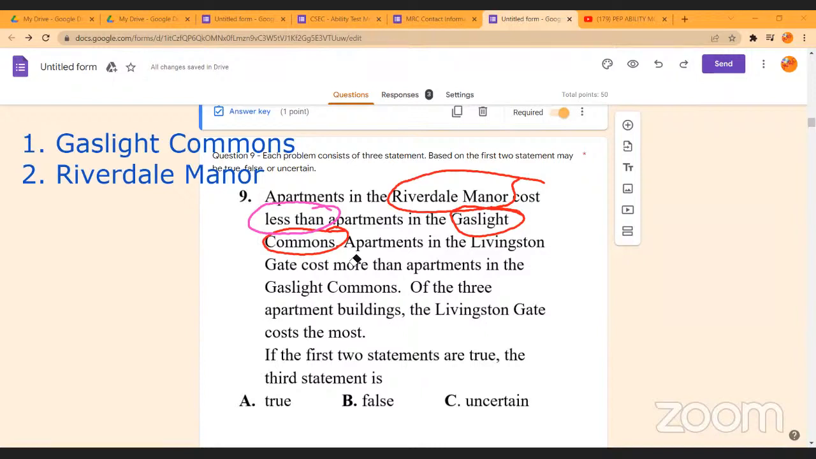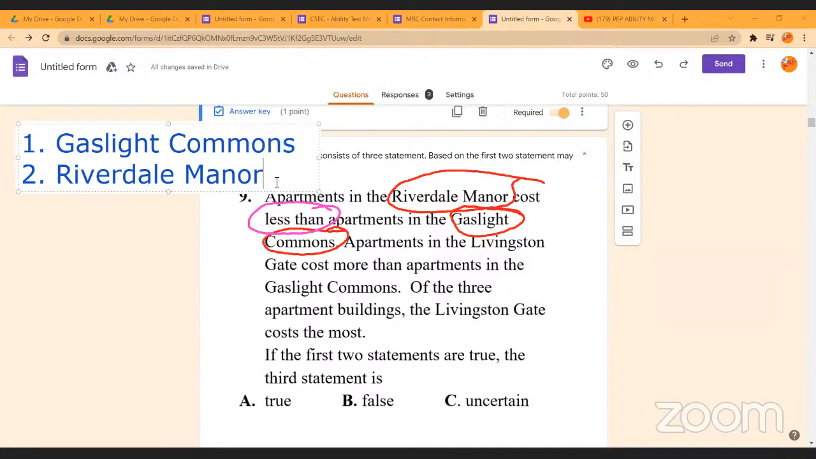All right. So you tell me which one you're going to go to, and then I call them and let them know you're coming. So apartments in the Livingston Gate cost more than apartments in the Gaslight Commons. So they say, okay, apartments in the Livingston Gate cost more than apartments in the Gaslight Commons. Who is in first position now? So we have the apartments in Livingston Gate. They said, okay, first and foremost, the apartments in Gaslight Commons were the most expensive.